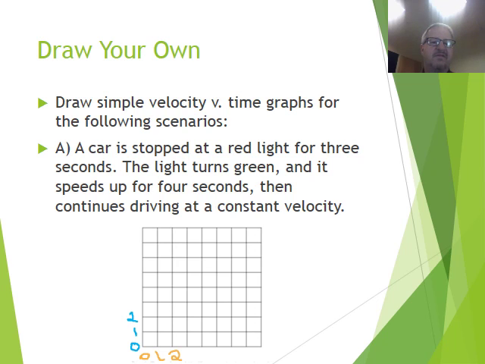All right. And so it gives you a little scenario, and you need to map out the acceleration of this car. So the car stopped at a red light for 3 seconds. The light turns green and it speeds up for 4 seconds and then continues driving at a constant velocity. So go ahead and give that a try on your own. That's going to be part of the exit ticket. There are 3 of these, so you're going to do all 3 of them for your exit ticket.